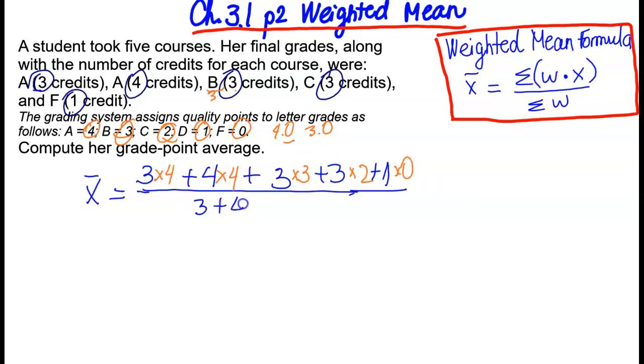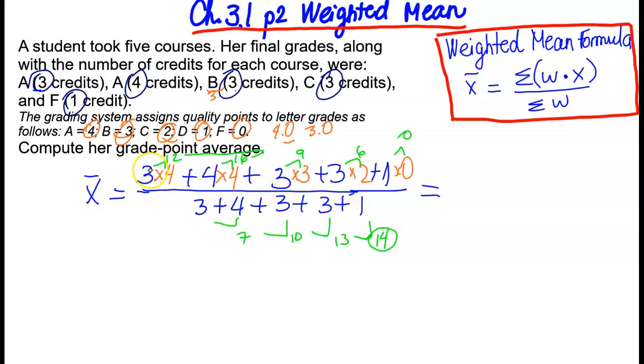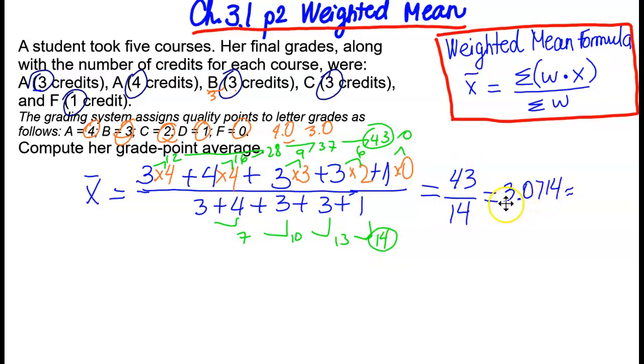3 plus 4 plus 3 plus 3 plus 1. After we do the calculations, we find that the numerator is equal to 43, and the denominator is equal to 14. 43 divided by 14 is equal to 3.0714. GPA is rounded to 2 decimals: 3.07 is her GPA.